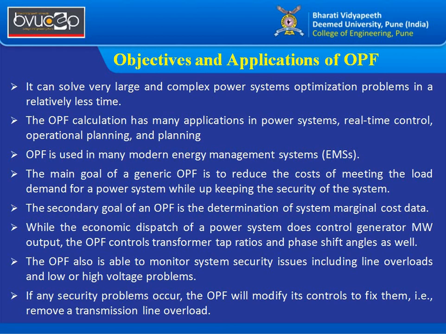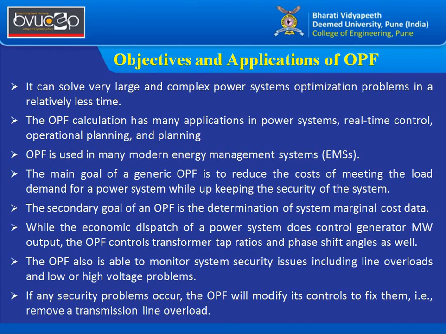So as we know that it can be solved on very large complex power optimization in real time in relatively less time. The calculations are going to be real time control, which is going to be beneficial from operational and planning point of view. It is also used in many modern EMS, that is energy management system. So the main goal is to meet the load demand which is required by the power system, maintaining the security of the system. The secondary goal of OPF is going to be maintaining the marginal cost that is going to be required for the power generation.